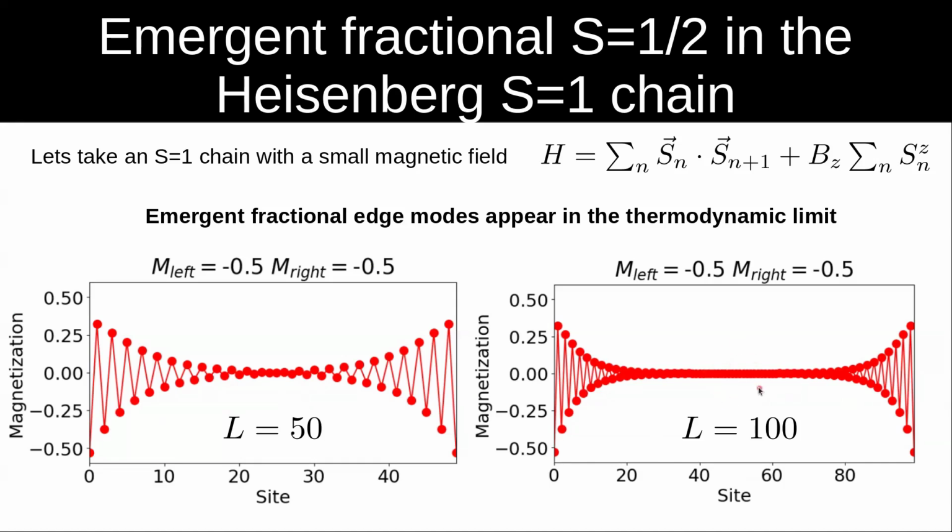And you can actually show that if you increase a little bit the magnetic field, the bulk doesn't develop magnetization until a finite value, even in the thermodynamic limit. And what this tells you is that your system has a full gap in the bulk.